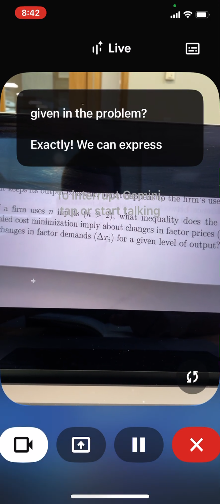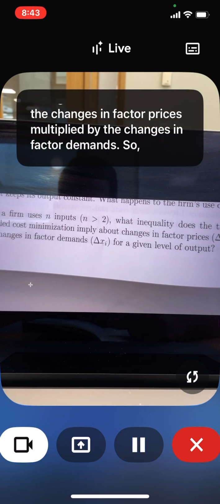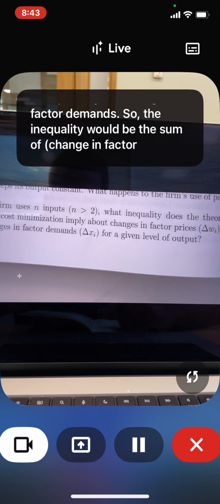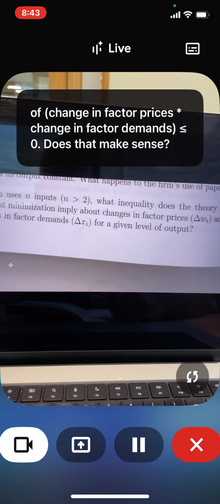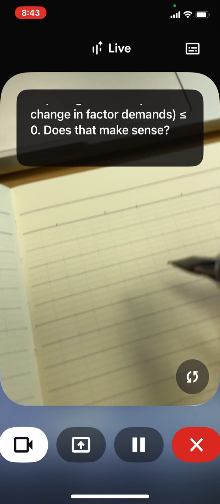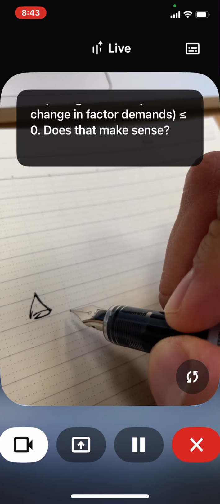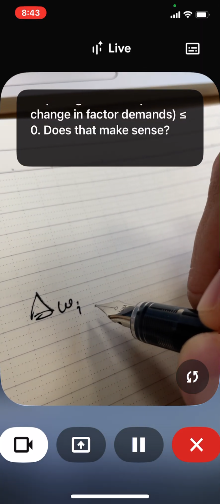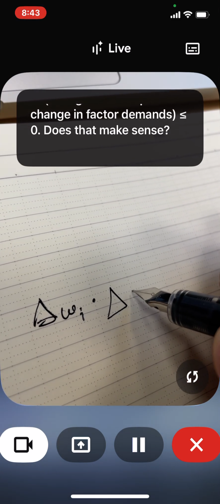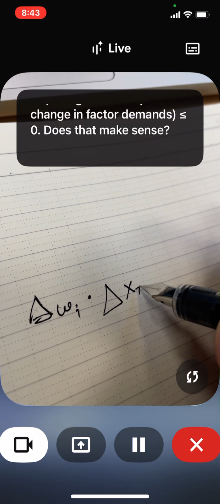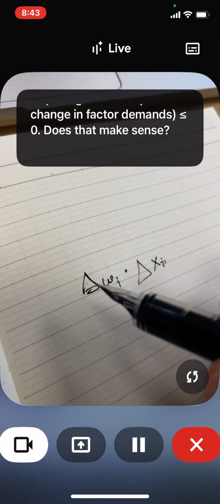Exactly. We can express the change in cost as the sum of the changes in factor prices multiplied by the changes in factor demands. So the inequality would be the sum of change in factor prices asterisk change in factor demands is less than or equal to 0. Does that make sense? So change in factor prices, so that would be here, this delta factor prices times the change in factor demands, and then it's the sum of all of these things, so it's like a sigma.